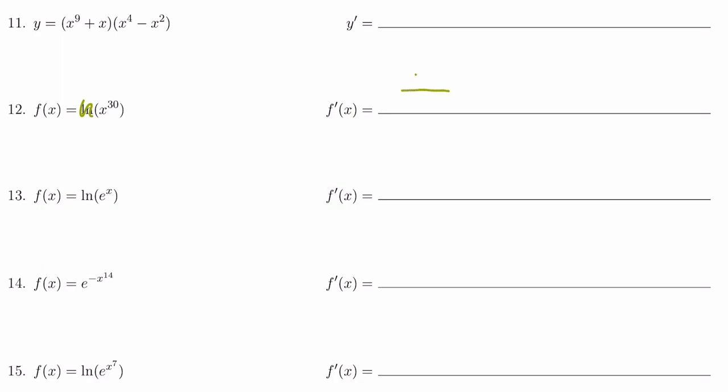So derivative of x to the 30th, I'm going to bring down that power, is 30x to the 29. The original inside is x to the 30th. And I'm done with that. I normally lift up my finger off the ln.